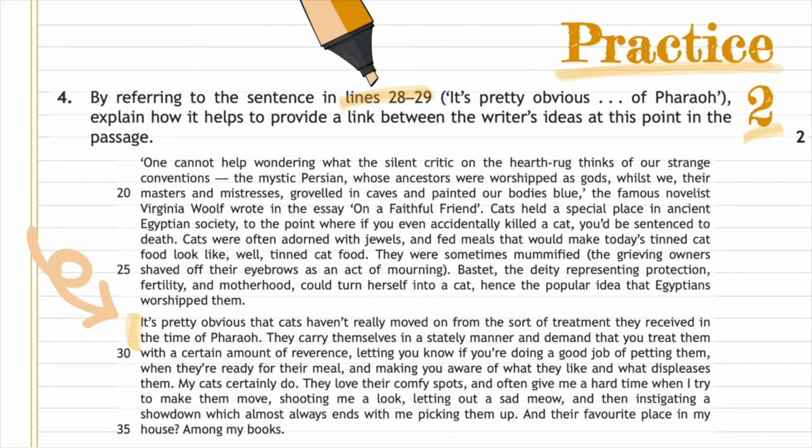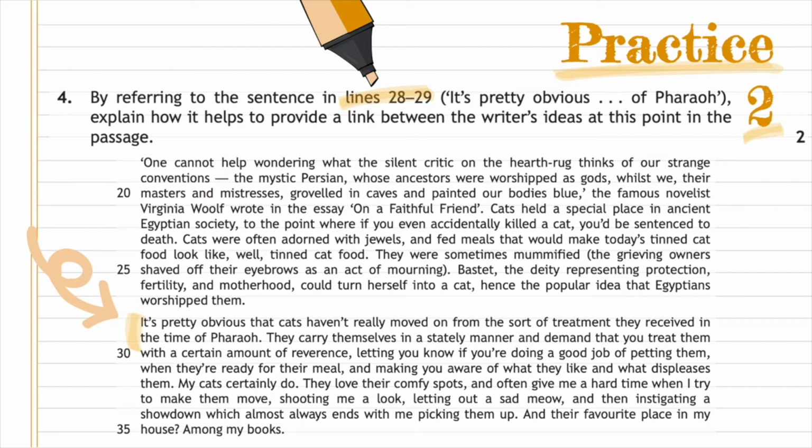The famous novelist Virginia Woolf wrote in the essay On a Faithful Friend, cats held special place in ancient Egyptian society, to the point where if you accidentally killed a cat, you'd be sentenced to death. Cats were often adorned with jewels and fed meals that would make today's tin cat food look like, well, tin cat food. They were sometimes mummified. The grieving owners shaved off their eyebrows as an act of mourning. Bastet, the deity representing protection, fertility, and motherhood, could turn herself into a cat, hence the popular idea that Egyptians worshipped them. It's pretty obvious that cats haven't really moved on from the sort of treatment they received in the time of the pharaoh.